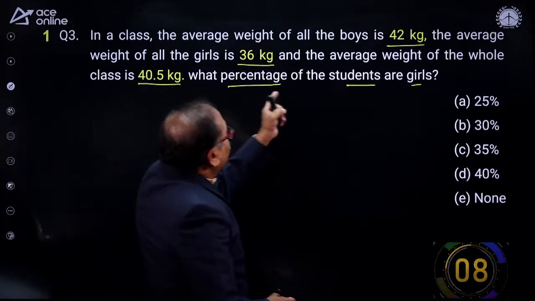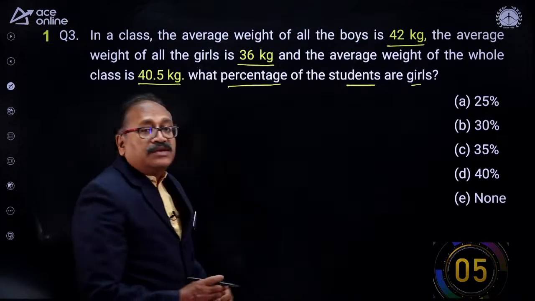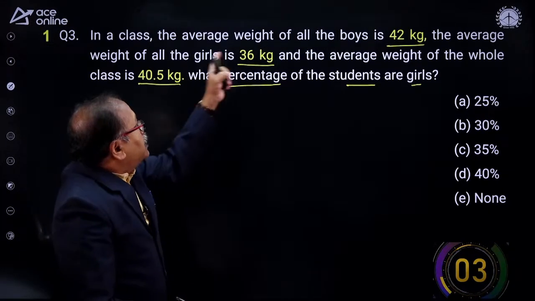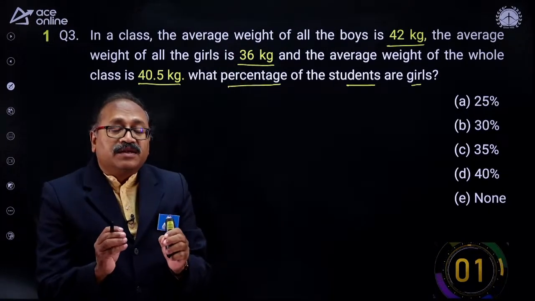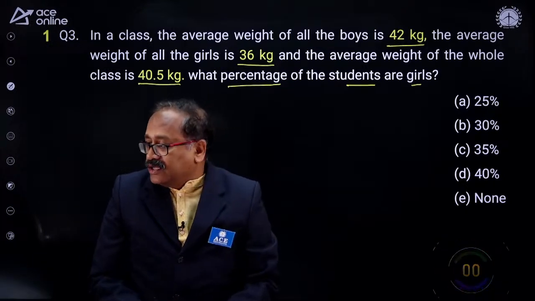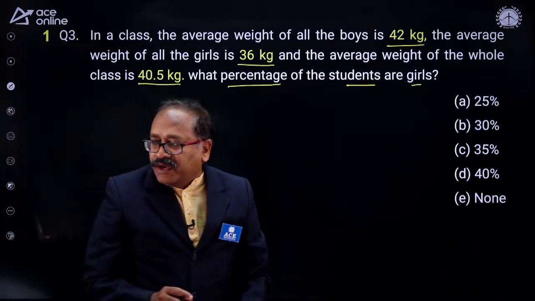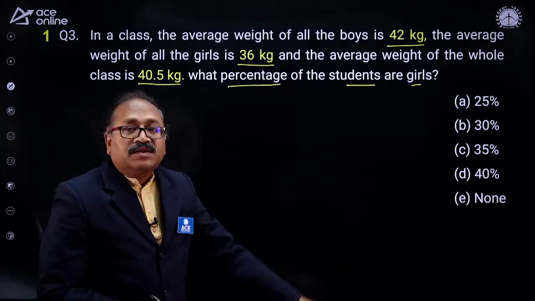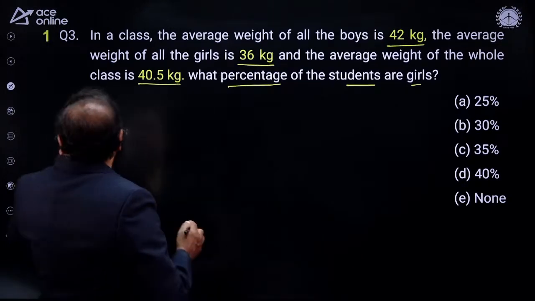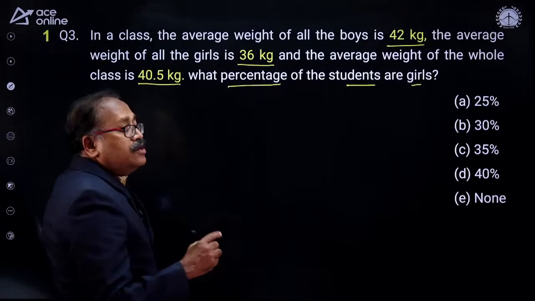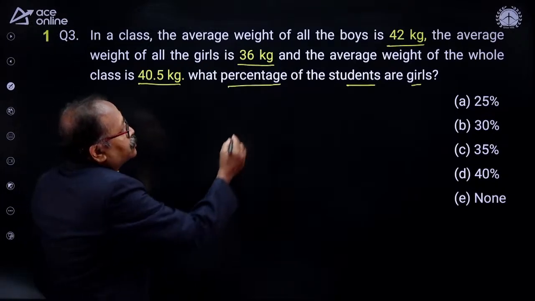So you need to find out the girls are what percentage of the students. By using the alligation mixture method, you will get the ratio of boys to girls. And I am looking at your comments. That 30 seconds is over, so I will solve this question. Either you will learn or you will revise this question here.